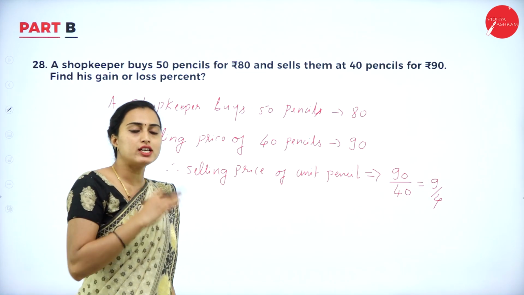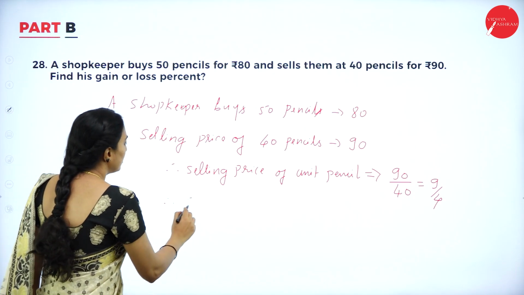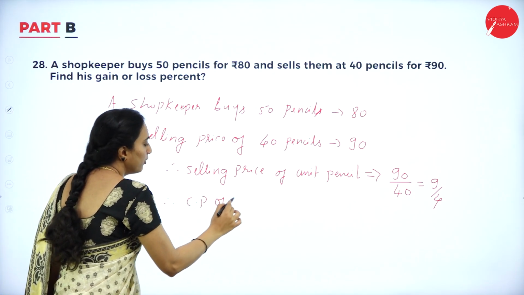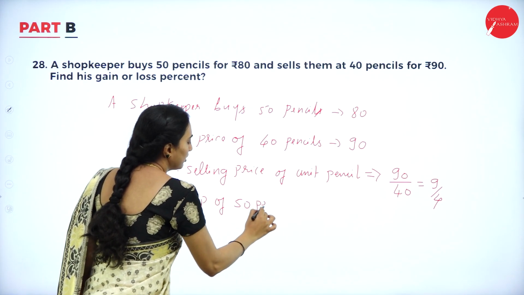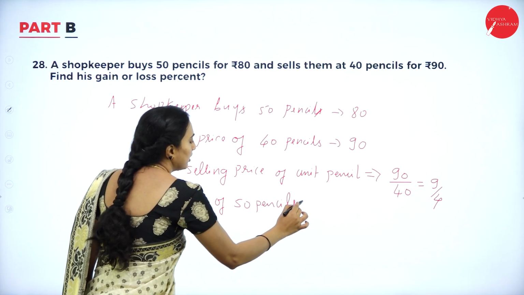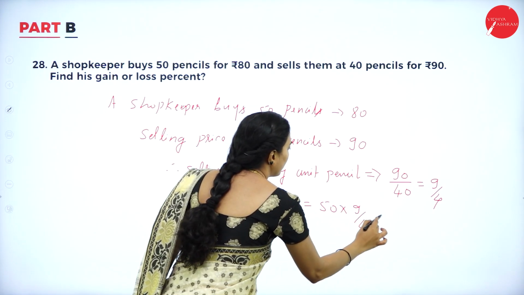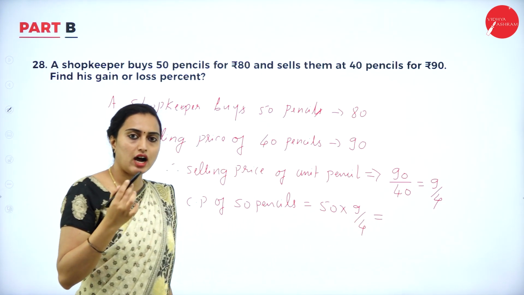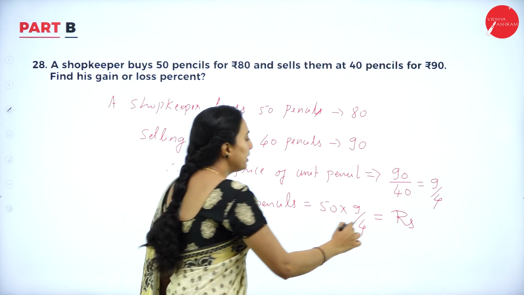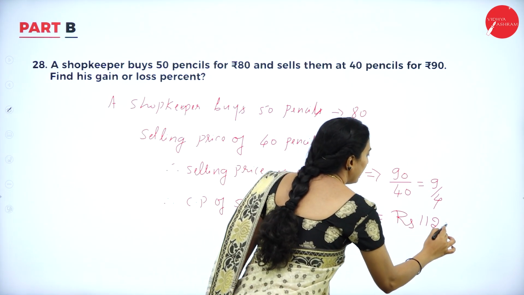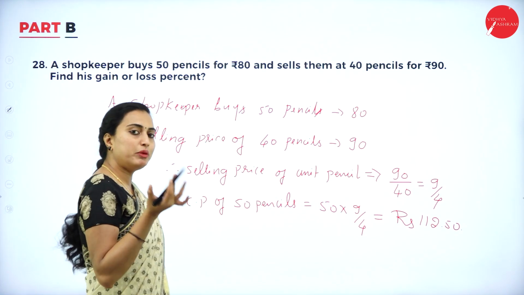So therefore, cost price of 50 pencils is how much? So 50 pencils is equal to 50 into 9 divided by 4. So after calculating this, the answer you are going to get is rupees 112.50. What will be the gain?